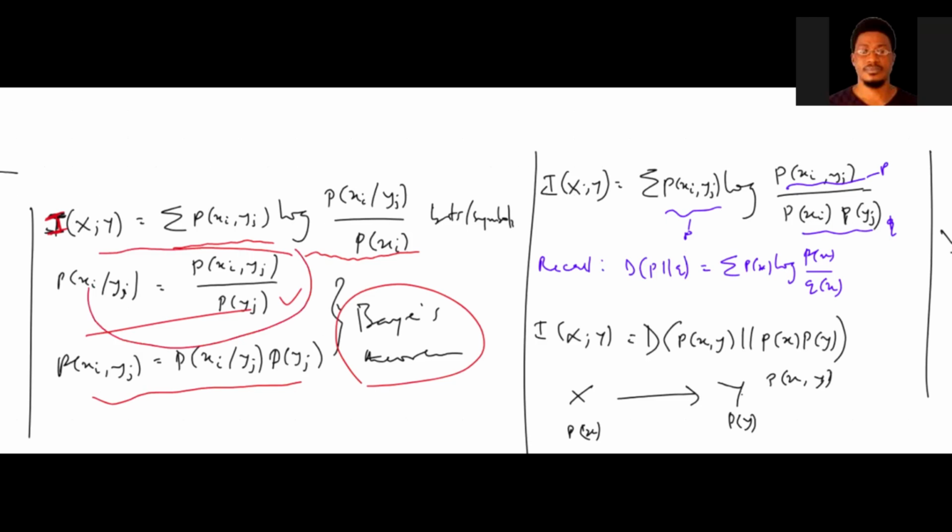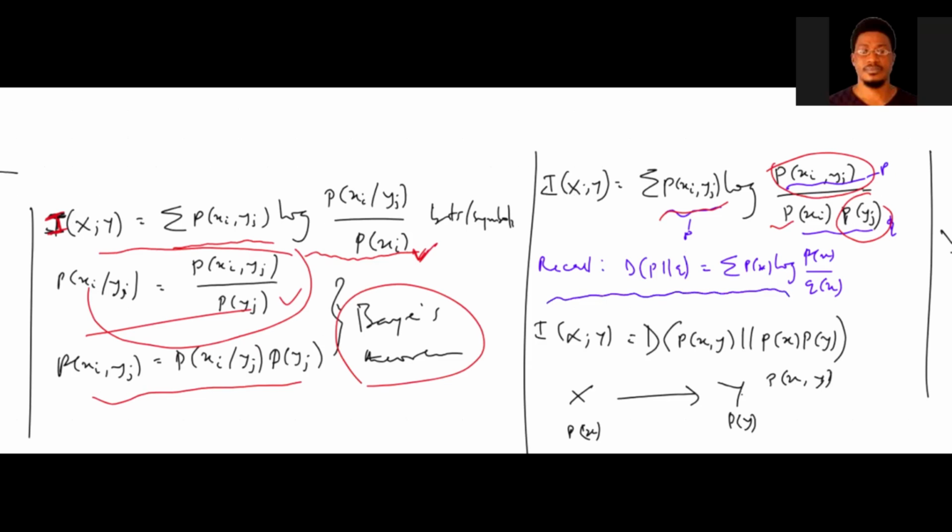So if we plug that in here, the mutual information will be the same as sigma p of xi yj log this, so this divided by this will be p of xi yj, the joint distribution, divided by this entire process will be this divided by p of s sub i times p of yj. Okay?